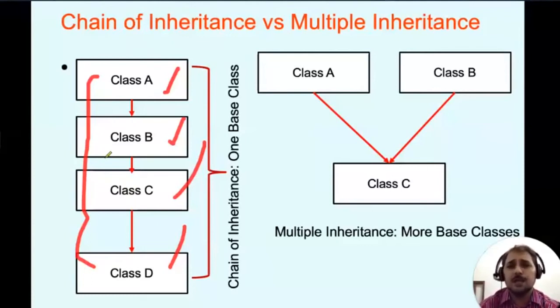The main criteria for multiple inheritance is like this: we have class A and class B, and we derive class C from both A and B. So here class C has two base classes. If a class has two or more base classes, that is called multiple inheritance. So the main criteria is two or more base classes.